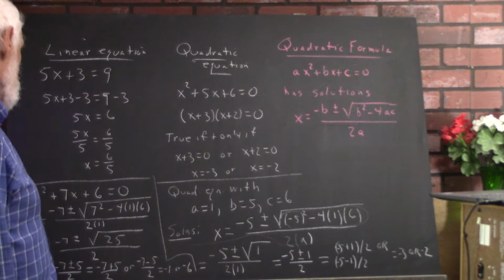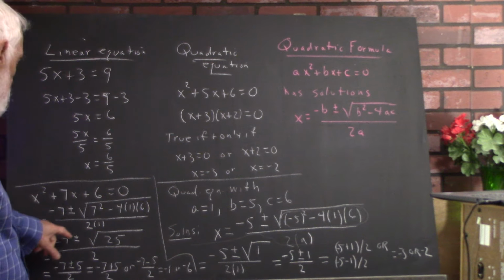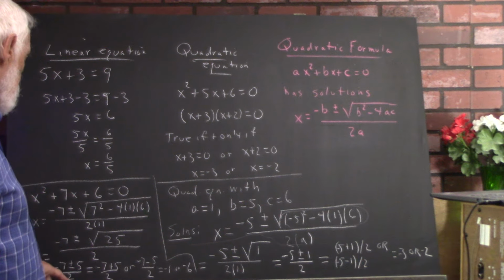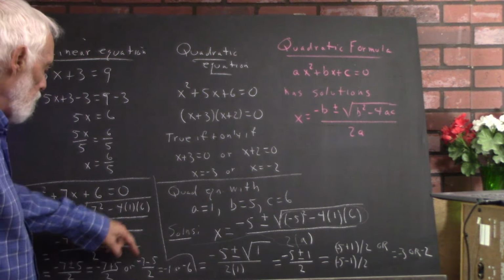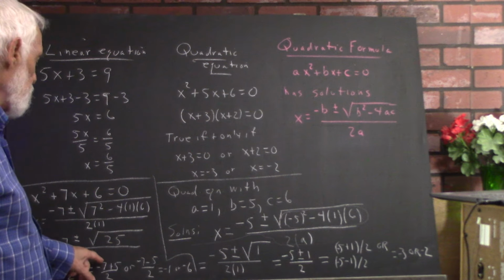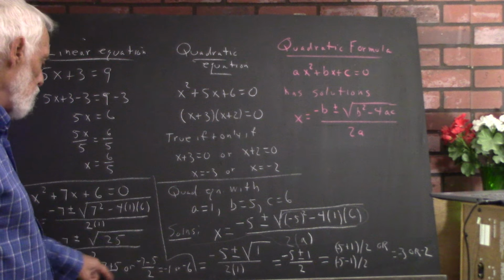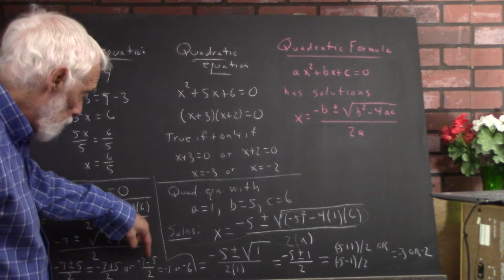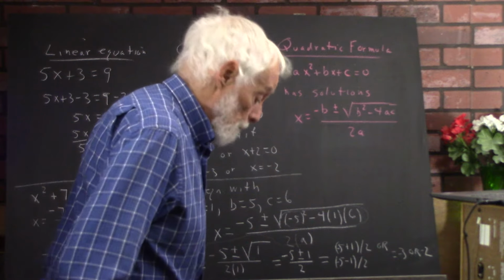Simplify what's inside of the parentheses. 49 minus 24 is 25. You get -7 plus or minus the square root of 25 over 2. -7 plus or minus 5 over 2, which is -7 plus 5 over 2, or -7 minus 5 over 2. And -7 plus 5 is -2, so we get -2 over 2, which is -1. -7 minus 5 over 2 is -12 over 2, which gives us -6. So that should be fairly straightforward.